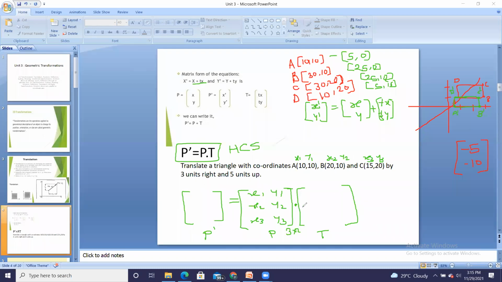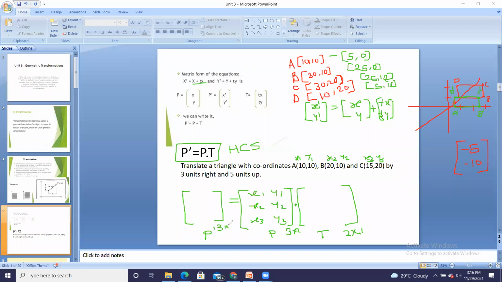3 by 2. So if I want to perform the multiplication here, what should be the order of this T matrix? 2 into 1. Then ultimately, what is the order that I will get here in P dash? 3 into 1 only.